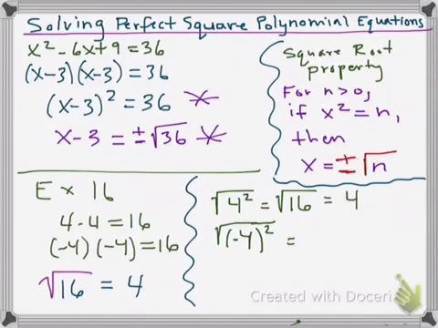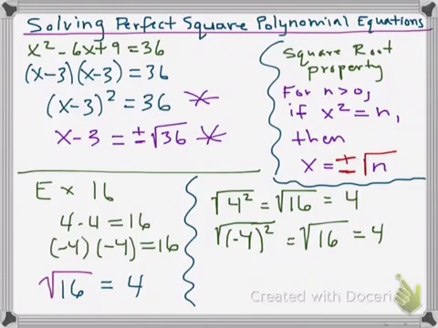Then we have the square root of a negative 4 squared. Well, a negative 4 times a negative 4 gives a positive 16. So again, we have the square root, the principal root of 16, and that is 4.